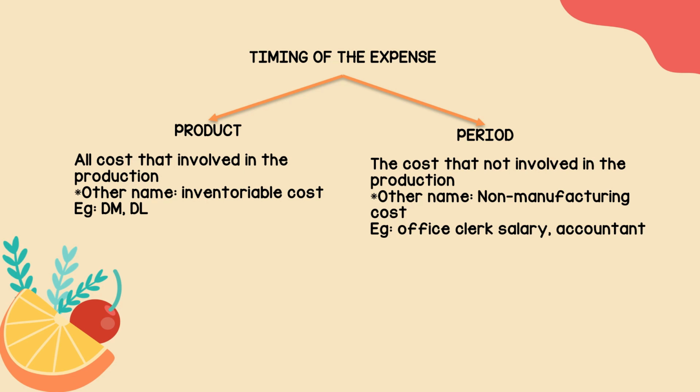Next, we have period cost, the cost that is not involved in the production. Another name is non-manufacturing cost. For example, office clerk salary, accountant salary, and all administration expenses. That's what we call period cost, the cost that is not involved in the production.